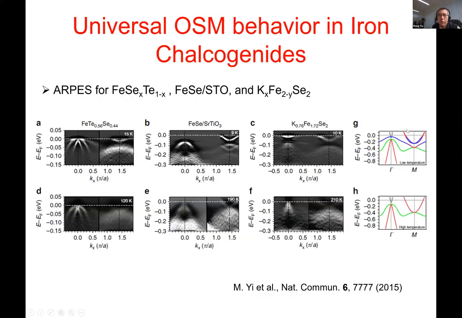And especially for the experiment, it has been recognized that the orbital selective Mott behavior is a kind of universal behavior for all the iron chalcogenide systems, both for the doped iron selenide system, the single layer iron selenide system, or this potassium iron selenide system. And in all these systems, when increasing the temperature, the system seems to go from a bad metal phase to an orbital selective Mott phase, as shown in this very nice paper by Professor Ming Yi several years ago.